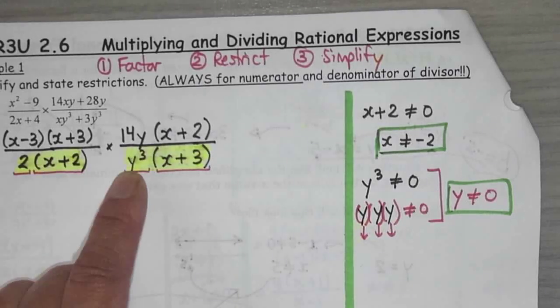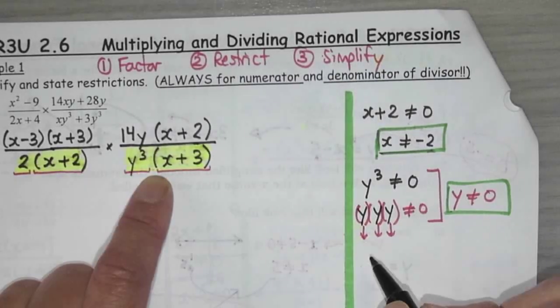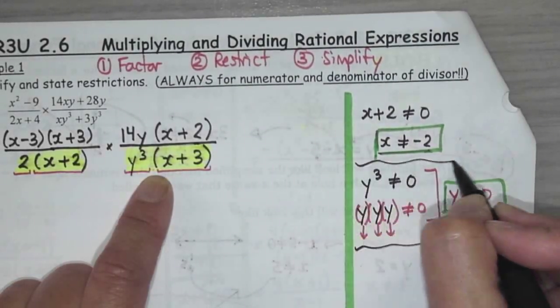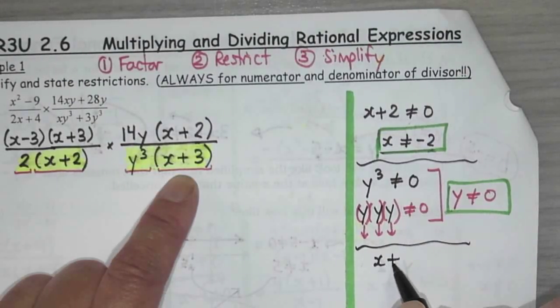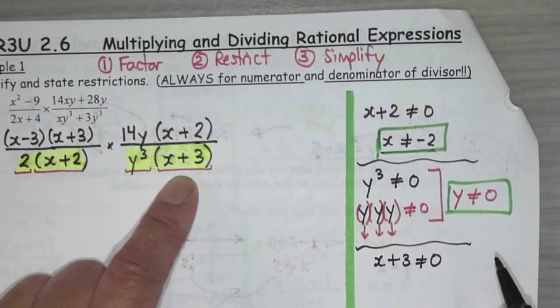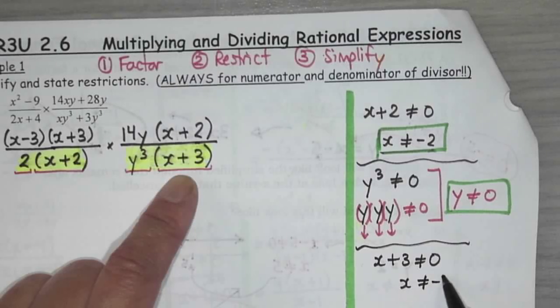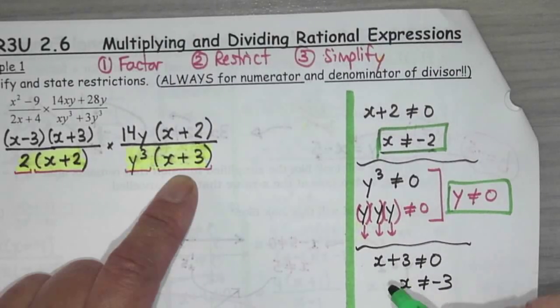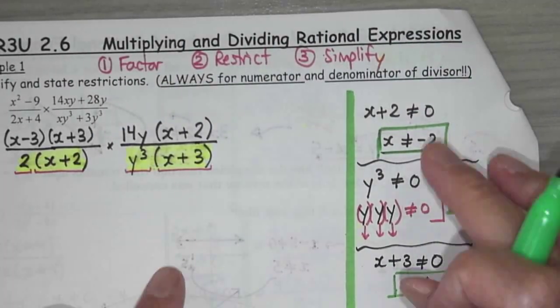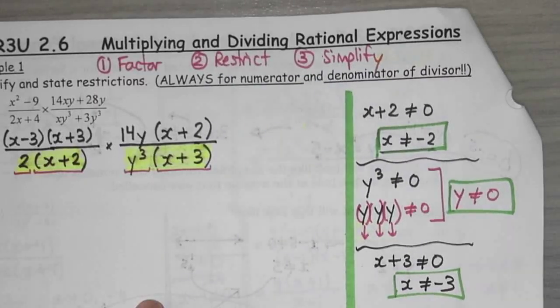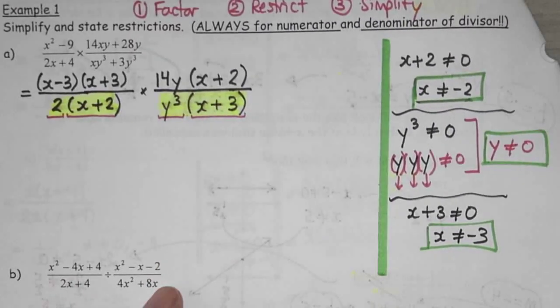So that factor. And then here, the next one, I'm going to do x plus 3 does not equal 0, so x does not equal negative 3. And look, I've got my 3 restrictions, and I'm going to summarize them at the end. But I'm going to hang on to those for now.